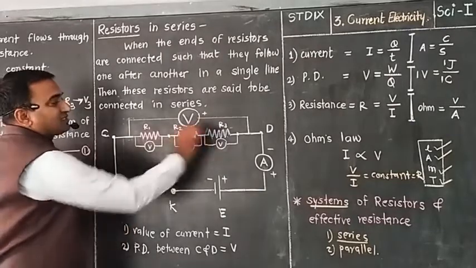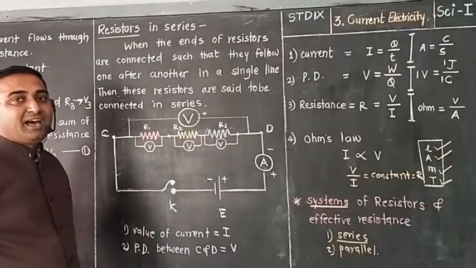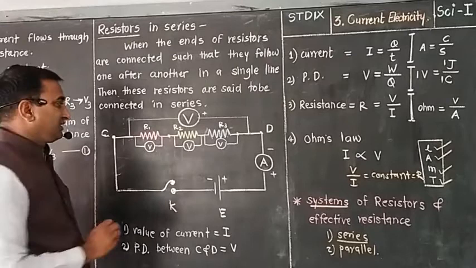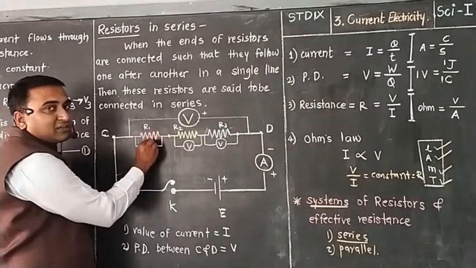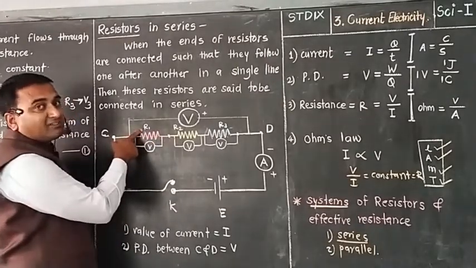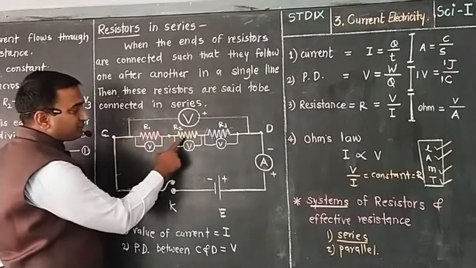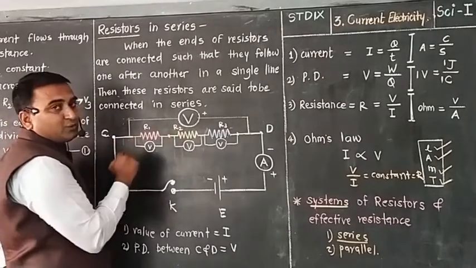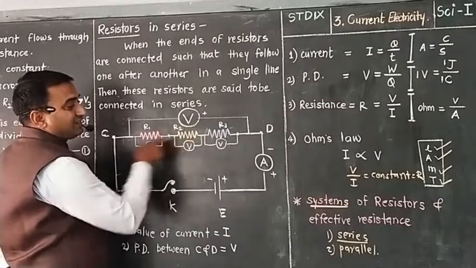So how many resistors have I connected here? I have connected 3 resistors. Suppose this is resistor number 1, so I have written here R1, resistor number 1. This one is R2. Why? It is the second resistor in the series.